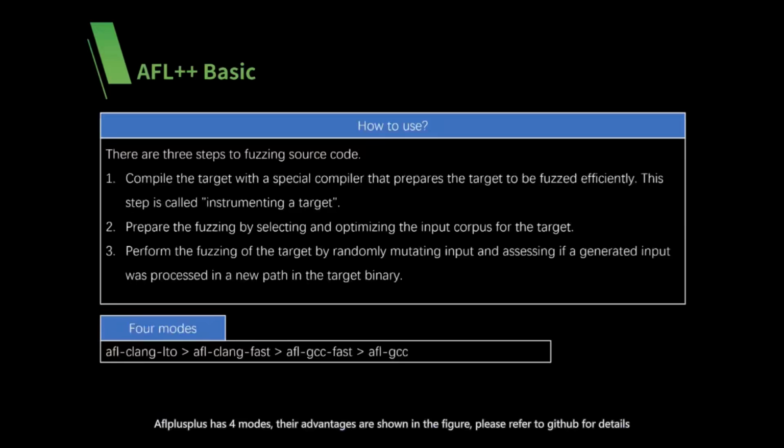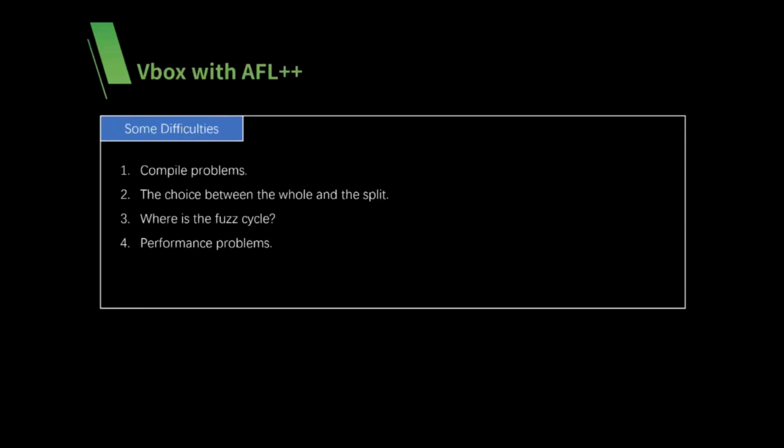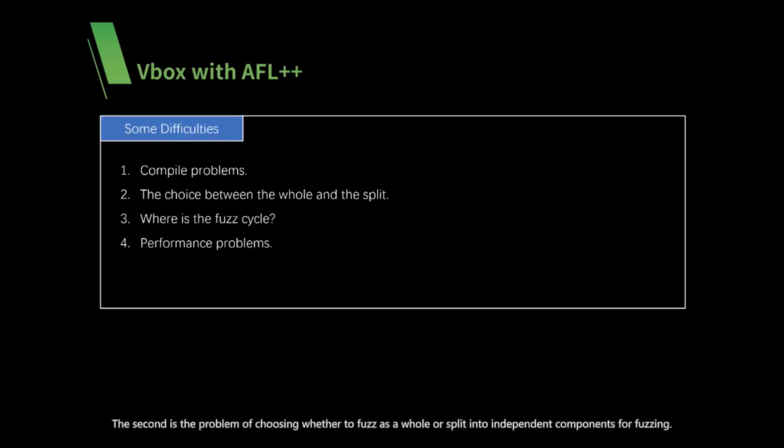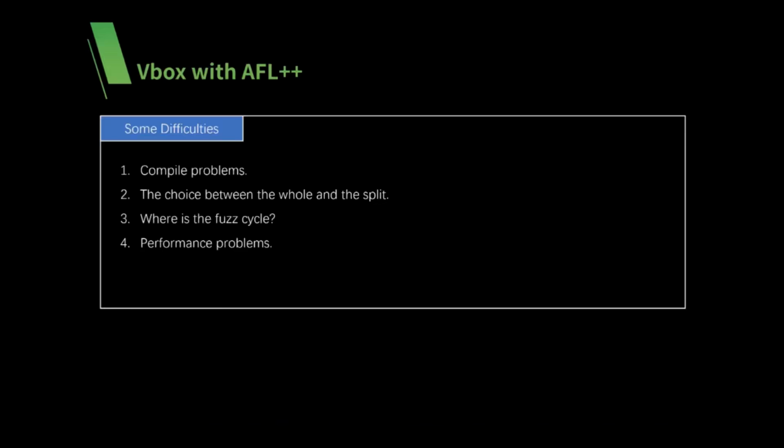AFL++ has 4 modes. The advantages are shown in the figure. Please refer to GitHub for details. Using AFL++ on VirtualBox, I encountered 4 kinds of problems. The first is the problem of failing to compile. The second is the problem of choosing whether to fuzz as a whole or split into independent components for fuzzing. In addition, where is the loop of fuzzing? Finally, how to improve the performance of fuzzing.